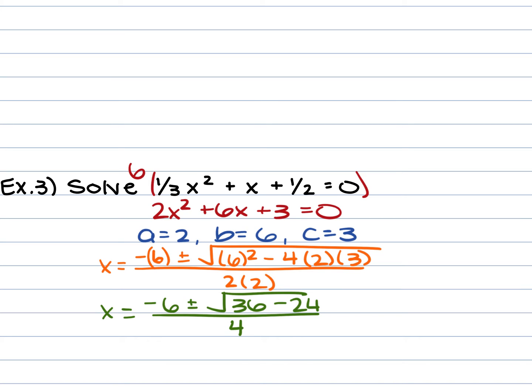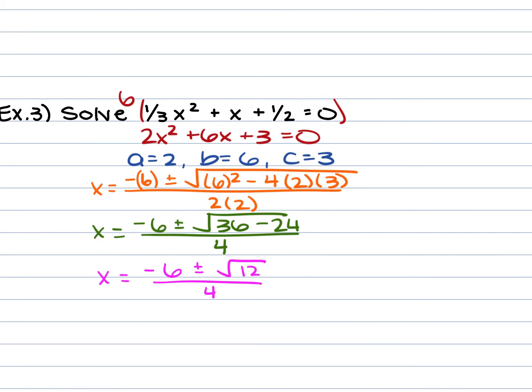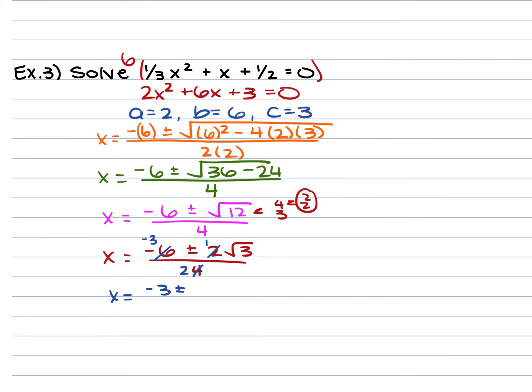The 36 minus the 24 gives us 12. So that's x is equal to negative 6 plus or minus the square root of 12 over 4. That 12 is 3 and 4. 4 is 2 and 2. So that gives us x is equal to negative 6 plus or minus 2 square root 3 all over 4. Your negative 6, 2, and 4 are all divisible by 2. So the negative 6 turns into a 3, 2 turns into 1, 4 turns into 2, and we have our final answer here of x is equal to negative 3 plus or minus the square root of 3 all over 2.